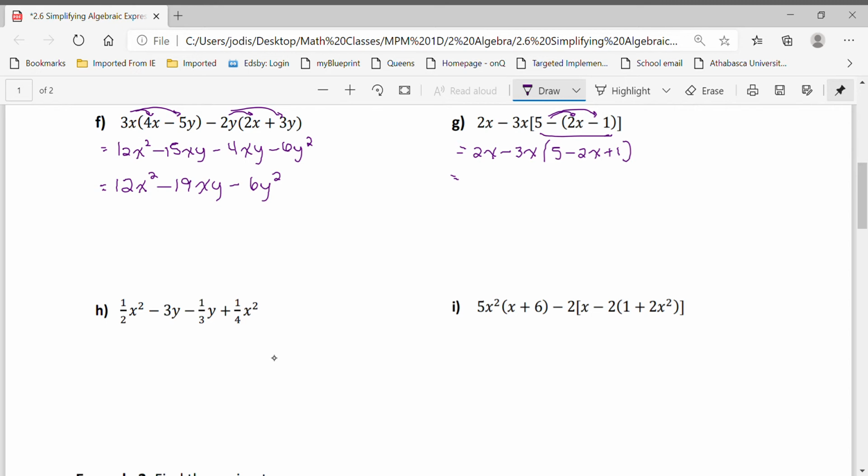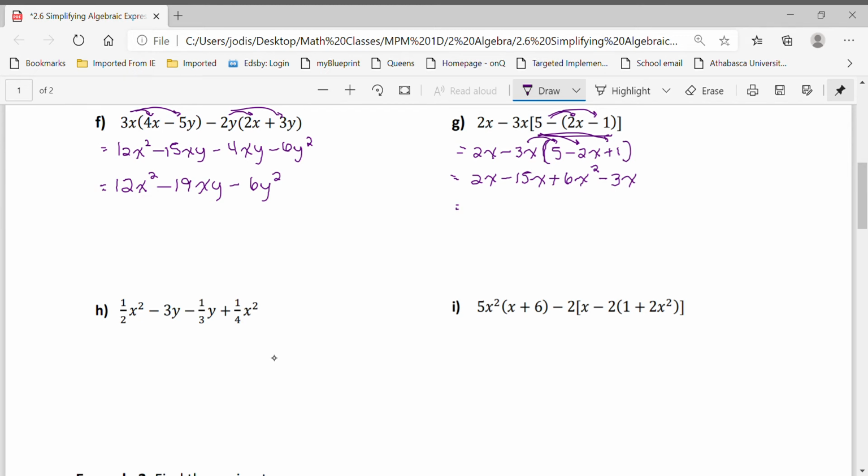Okay, so again, you still cannot subtract this 2x and 3x, even though they're like terms. This 3x is attached to this bracket by multiplication, and we know we have to multiply first. So in this case, we're distributing first. So the 2x stays, and then we distribute this negative 3x. So negative 3x times 5 is negative 15x. Negative 3x times negative 2x is a positive 6x squared. And negative 3x times 1 is just negative 3x.